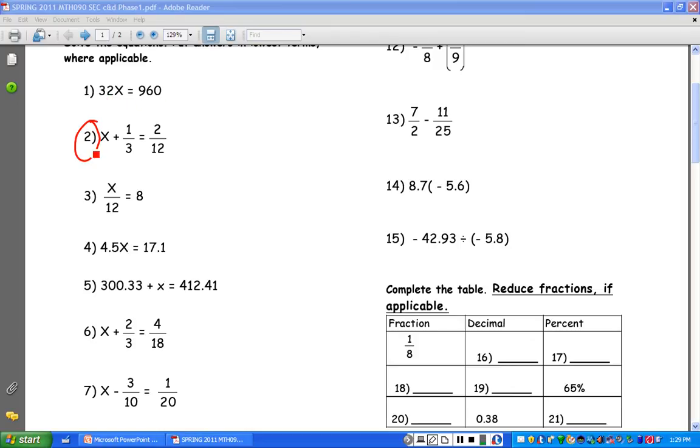I'm going to go ahead and do number 2 right now because most times students have issues with fractions. X plus 1/3 equals 2 over 12. One thing I notice here is that 2/12 is reducible. You can go ahead and reduce it, but it doesn't matter. You can wait until the end and reduce it. So we have x plus 1/3 equals 2/12.